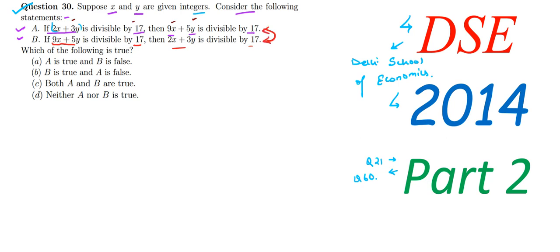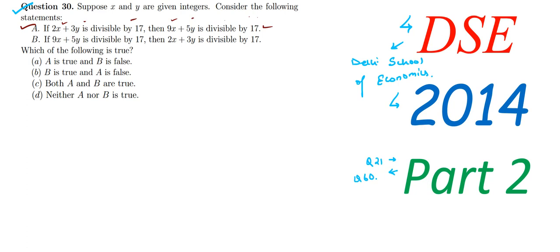Now let's check the options. Here in the options, the question is which of the following is true. Okay, so A is true and B is false, B is true and A is false, both A and B are true, neither A nor B is true. Okay, so we have two statements here, A and B. We need to check their conditions, whether they are true or false. So let us begin with statement 1, in which it is said that if 2x plus 3y is divisible by 17, then 9x plus 5y is divisible by 17. We need to prove this, and let's check whether it is true or false.